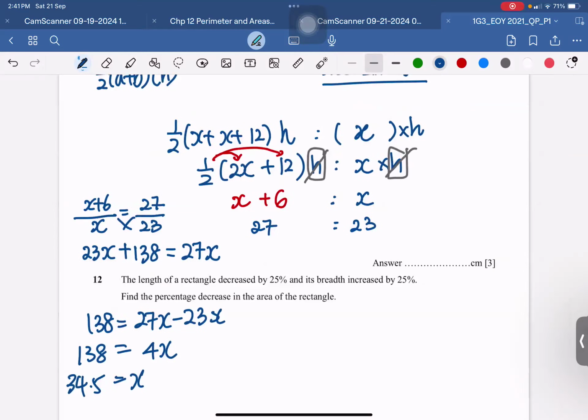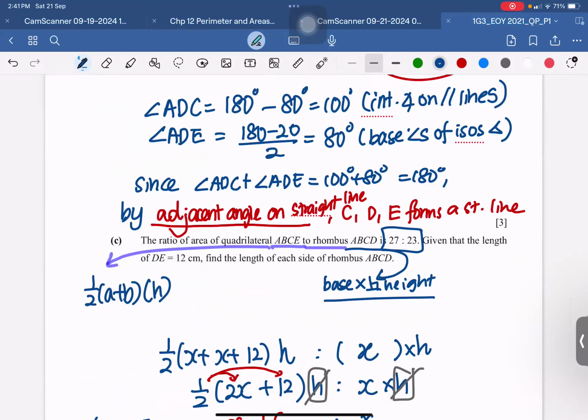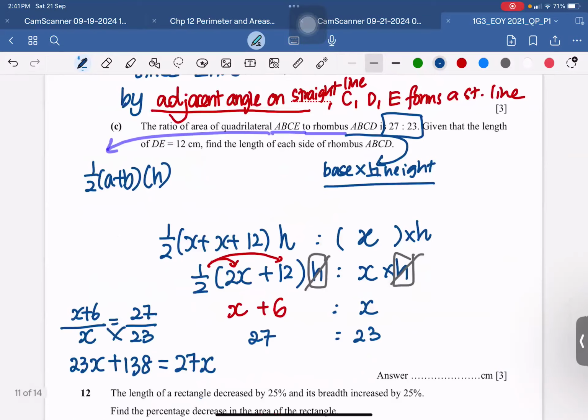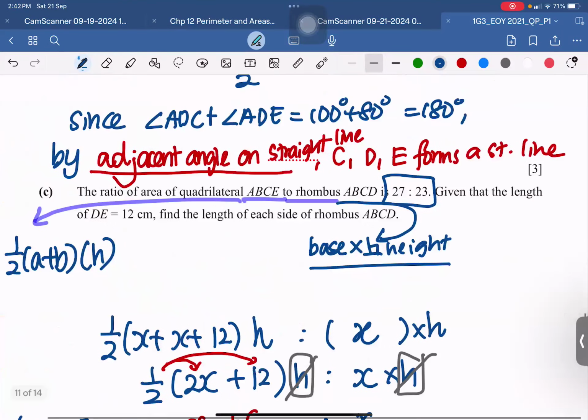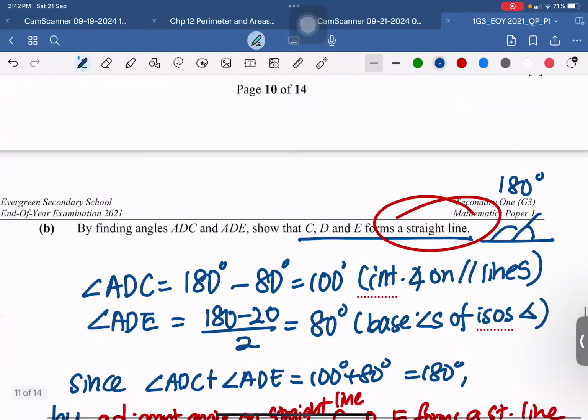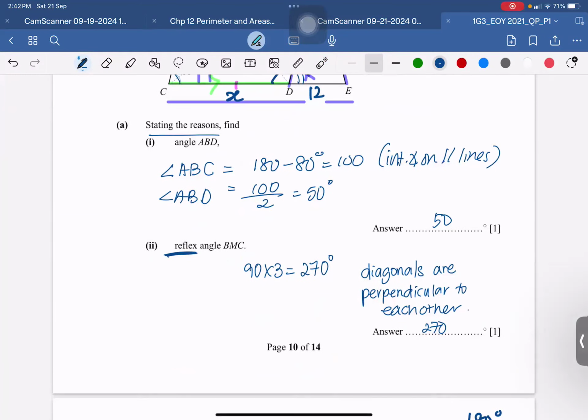Okay, based on whatever I added together, the rhombus is actually a parallelogram. So we take a base times the perpendicular height. I do not know this length, so I let it be x. Then this is my height h. Then for my parallelogram, it is 2 times x plus the DE, where they say DE is now 12 cm. So there I use it to form my ratio.